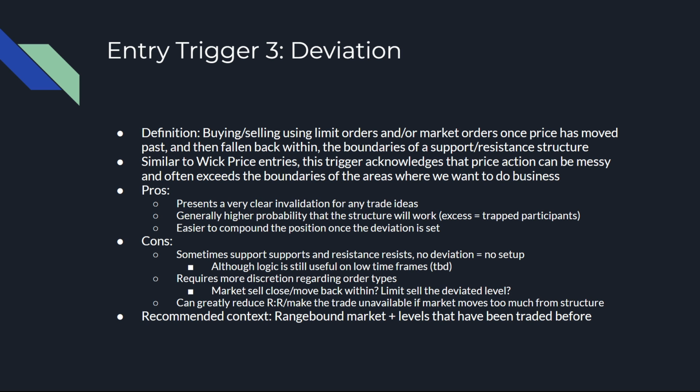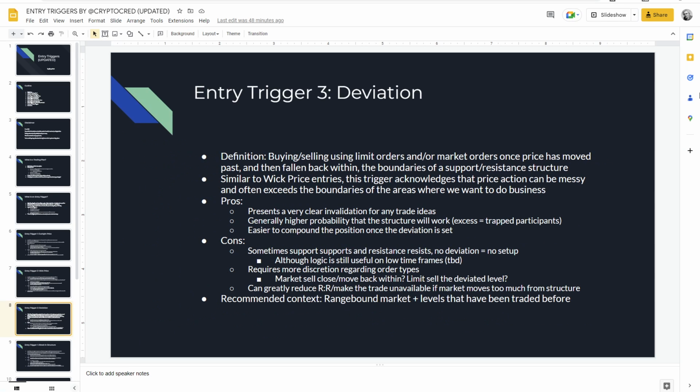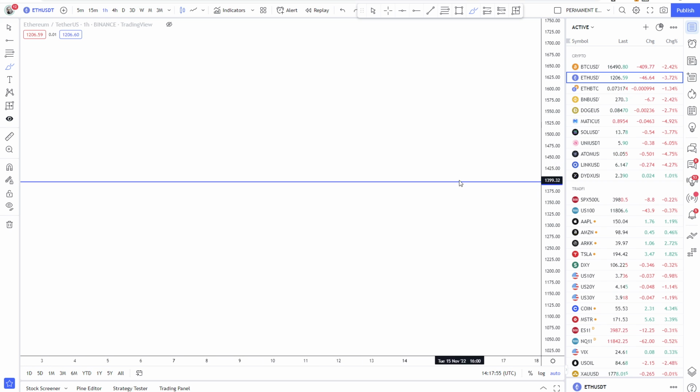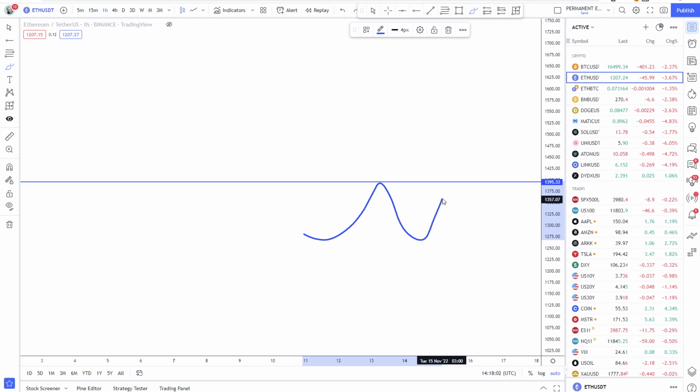So again, this is similar to the wick price entries, and it acknowledges that price action can be messy, and this particular type of messiness is such that price often exceeds the boundaries of the areas where we want to do business. For example, if this is our level of resistance, the market comes in, and the next time it pushes through the level and then flatlines, consolidates, and eventually falls back within the structure. So there are two ingredients when it comes to a deviation type entry trigger.